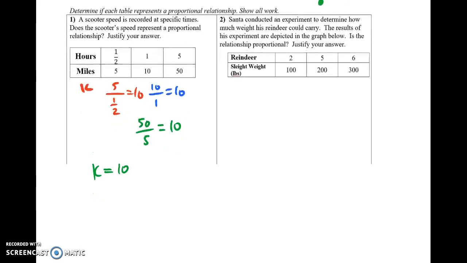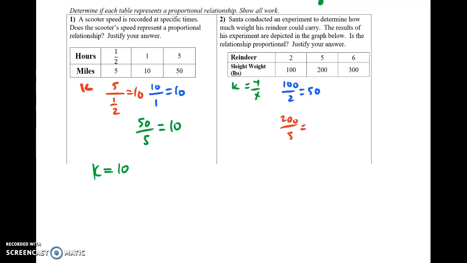For question 2, Santa conducted an experiment to determine how much weight his reindeer could carry. The results of his experiment are depicted in the graph below. Is the relationship proportional? Justify your answer. Once again, create another column for k. For the first column, we're going to have 100 over 2. That is going to be 50. For the second column, we have 200 over 5.